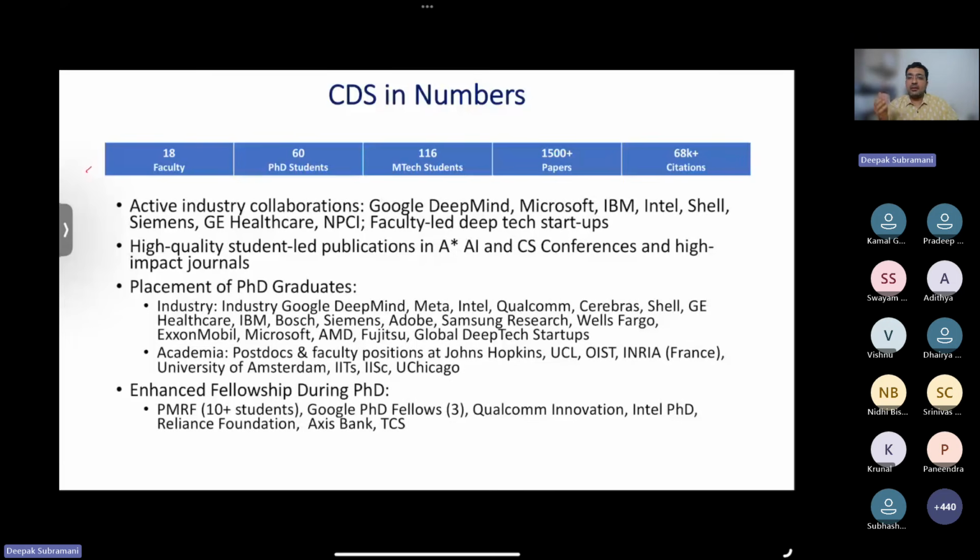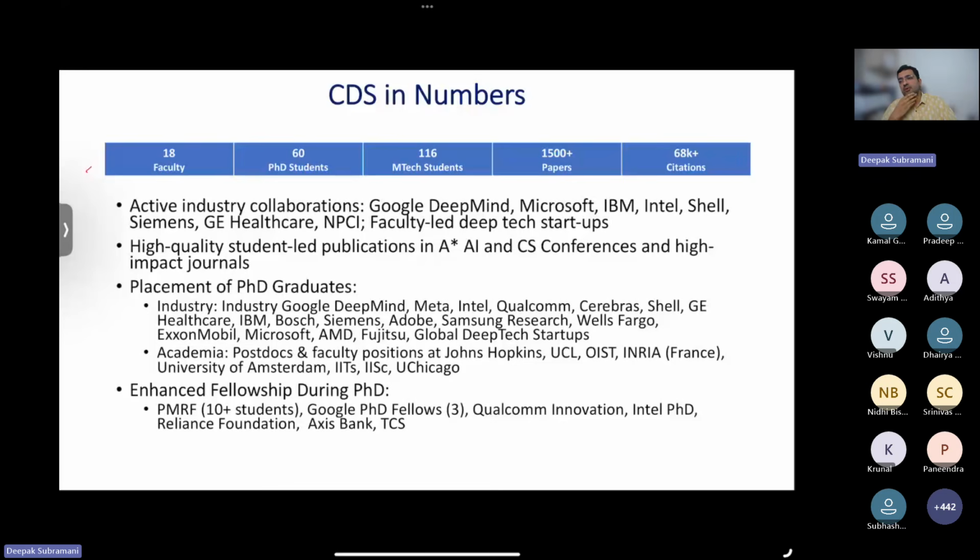During your PhD, if you are smart and you know what you are doing, we also offer enhanced fellowships. Many of our labs have industry funding that allow us to top up your stipend, and this is reserved for the top students. So if you are really good and you work in our labs, you do get an additional stipend. It could be from PMRF.